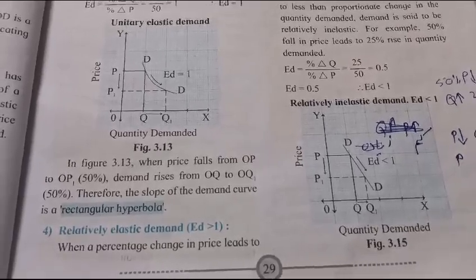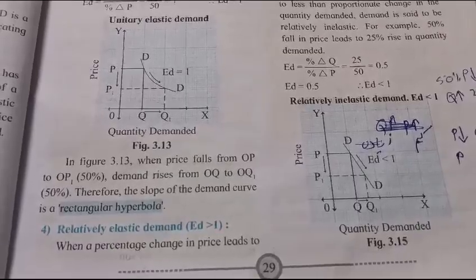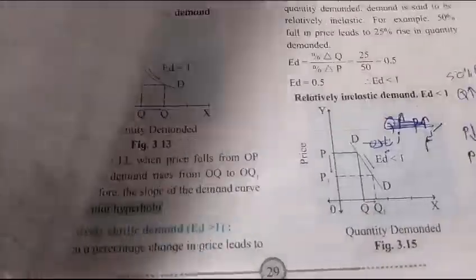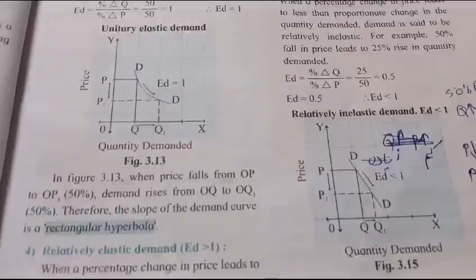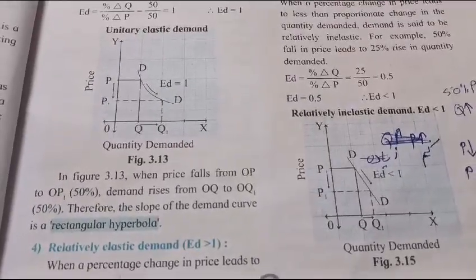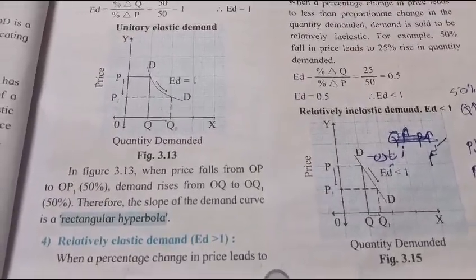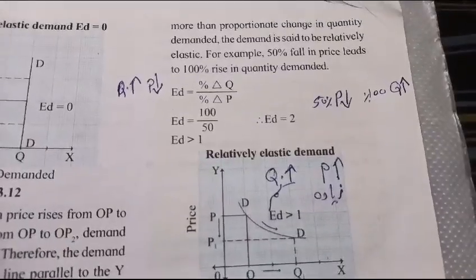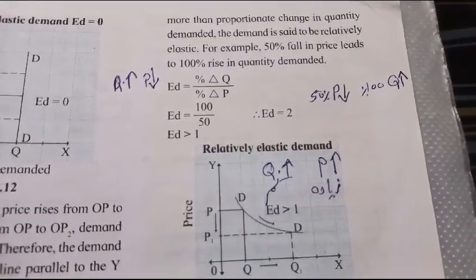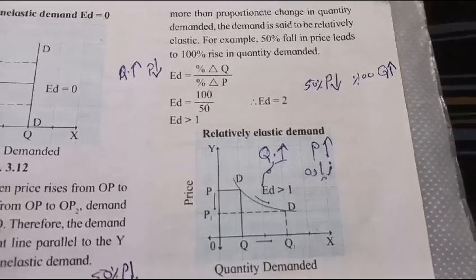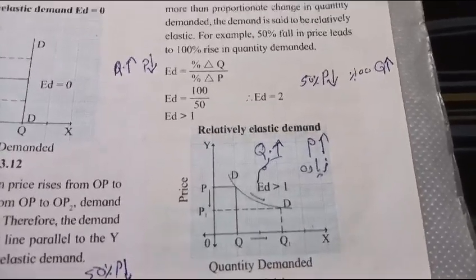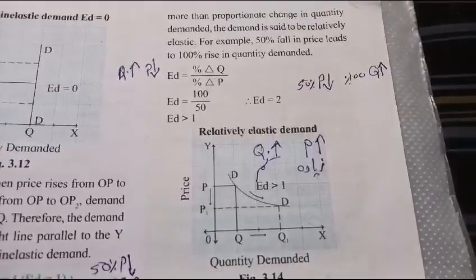Fourth, relatively elastic demand, ED is bigger than 1. When a percentage change in price leads to more than proportionate change in quantity demanded, the demand is said to be relatively elastic. For example, a 50% fall in price leads to a 100% rise in quantity demanded.